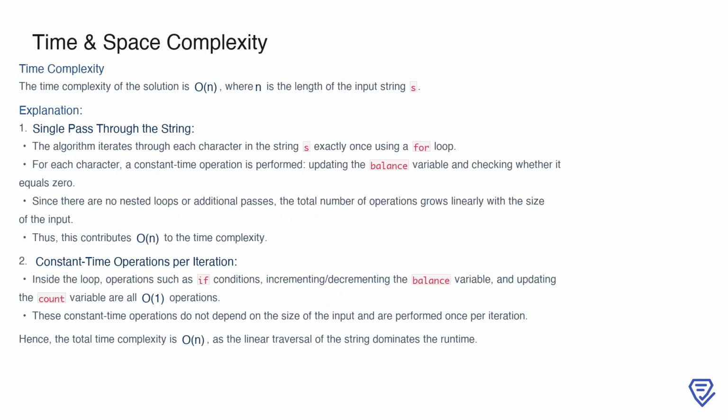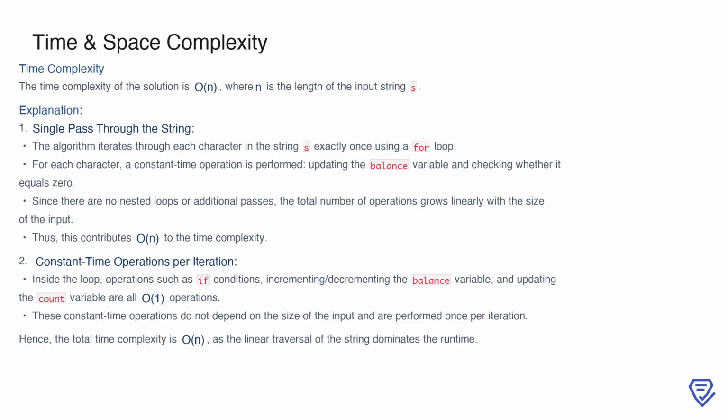The time complexity of this solution is O(n), where n represents the length of the input string. This is because the algorithm processes the string in a single pass. Specifically, it iterates through each character using a for loop, performing a constant amount of work for each character. For example, during each iteration, the algorithm updates the balance variable and checks whether its value has reached 0. These are simple operations that do not involve any nested loops or additional traversals. As a result, the total number of operations scales linearly with the size of the string.